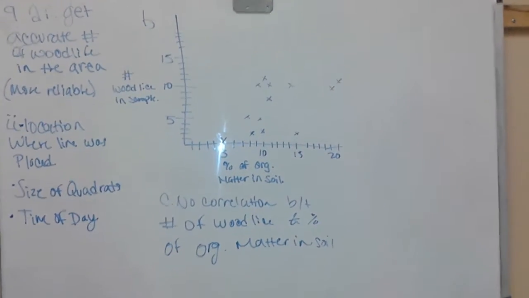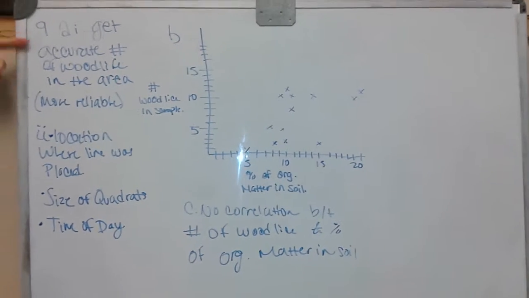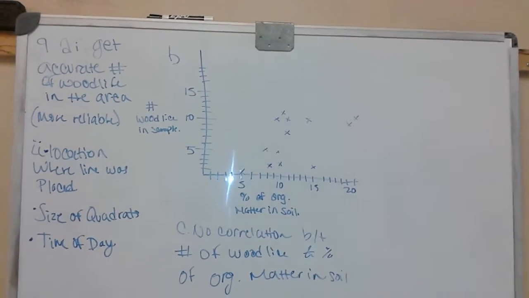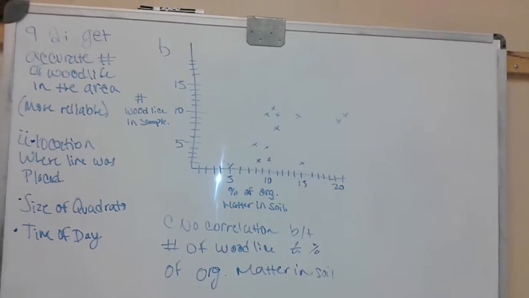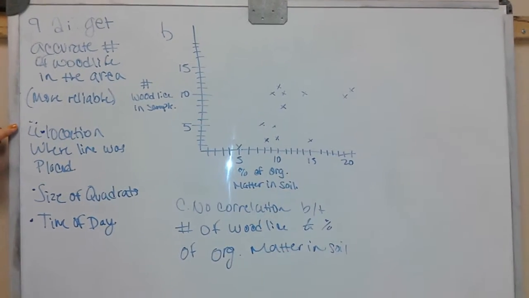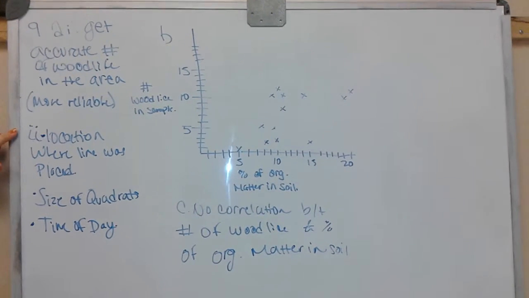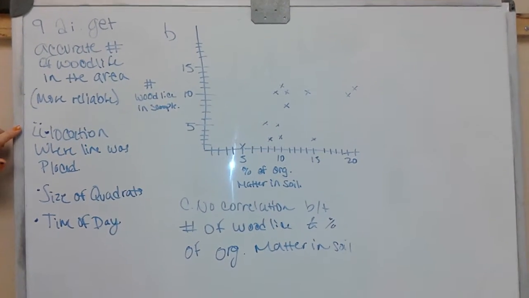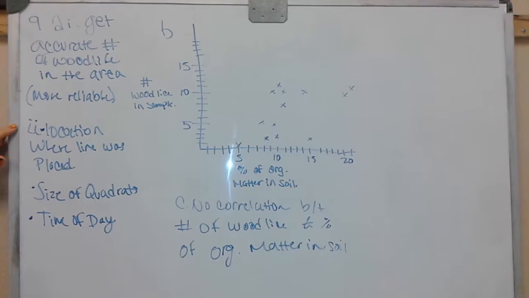So the reason why we gathered 3 different samples is to get an accurate number of wood lice in that area. This makes our experiment more reliable. Now, going to question 2, part A, it says suggest 3 further pieces of information you would need if you were to repeat the student's investigation.